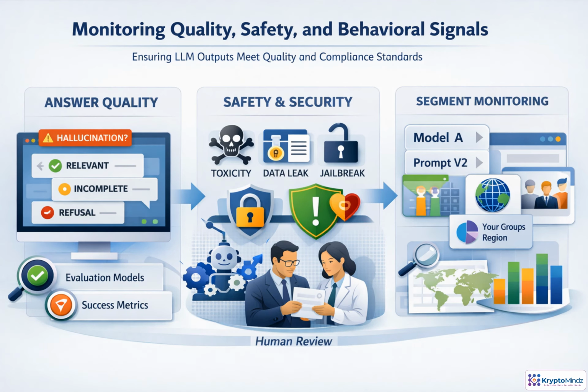LLM observability has to look beyond latency and uptime. The deeper question is whether the system is giving acceptable answers. Track quality signals like groundedness, relevance, completeness, hallucination risk, refusals, escalations, and task success. Also, watch for safety events, toxicity, sensitive data leakage, jailbreaks, prompt injection, and policy violations. These signals can come from rules, automated classifiers, evaluator models, and human review. Finally, segment everything. Averages hide problems. Break metrics down by model, prompt version, language, region, tenant, user group, and use case so you can see exactly where behavior changes.